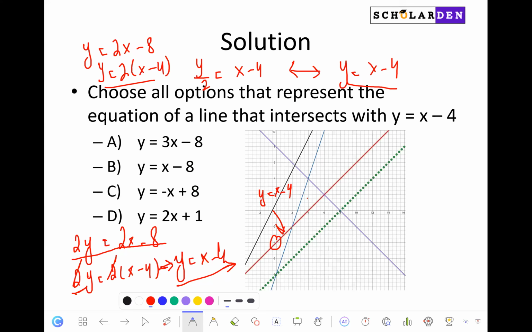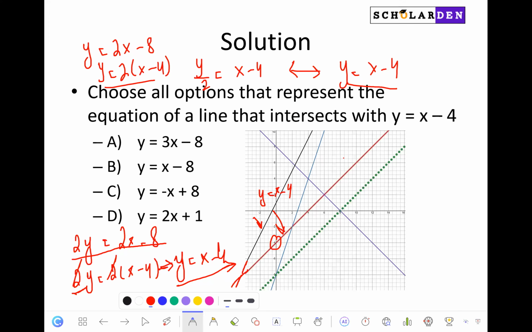Okay, so let's quickly take a look at the pictorial representation. This is our original line, and we see that y is equal to x minus 8 is a line that runs parallel to it. For example, look at this black line. This line does not intersect as far as the graph shown on the screen. But if we extend this line, we can actually see that it is going to intersect somewhere over here.